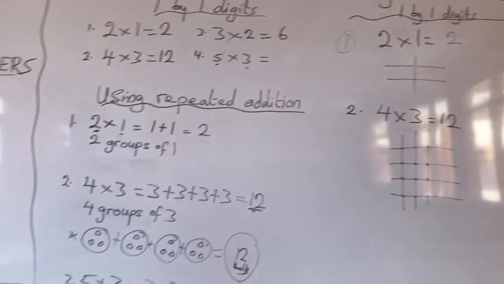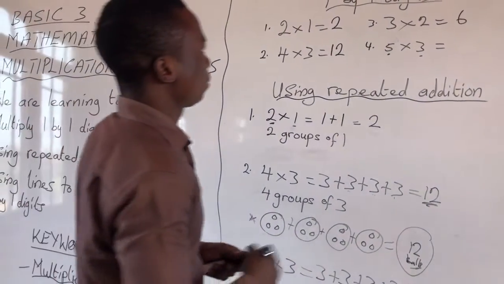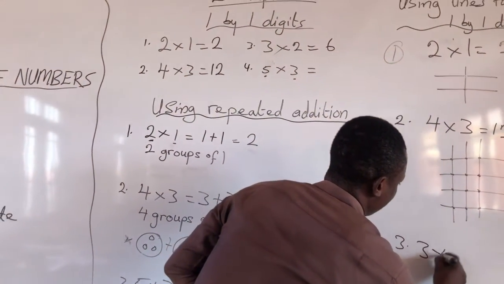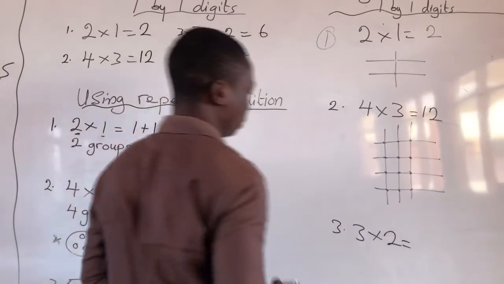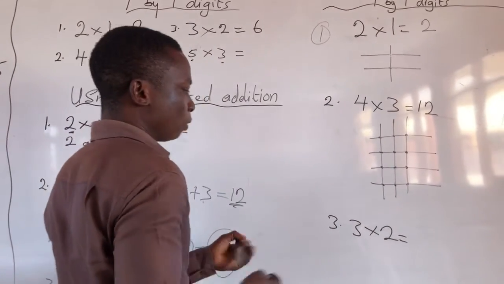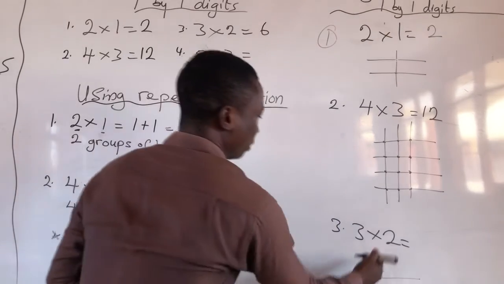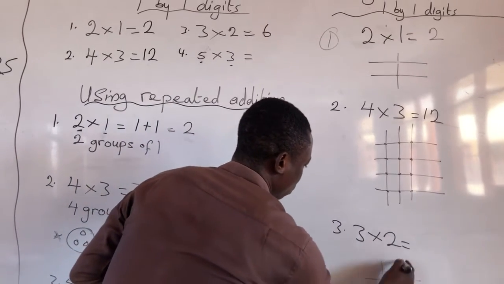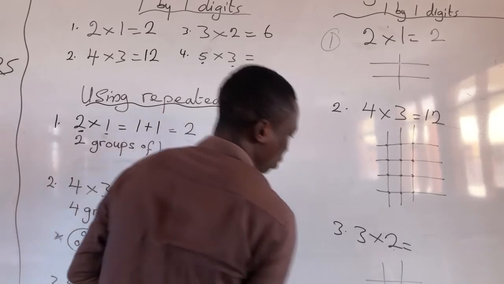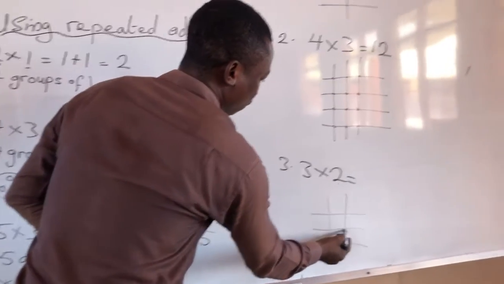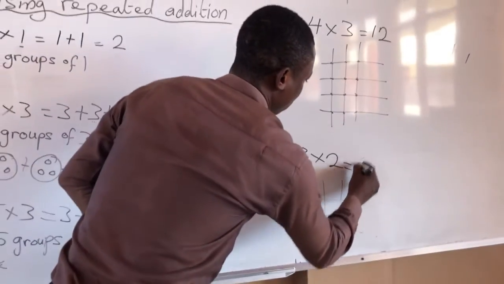Look at it well. The third one, let's look at it. 3 times 2 equals what? Now you draw your horizontal lines. How many? 3. The vertical lines, how many? 2. 1, 2. So you count the joints: 1, 2, 3, 4, 5, 6. 6.